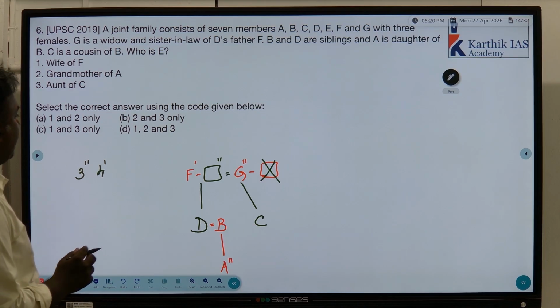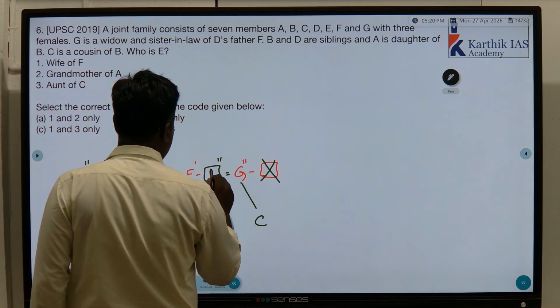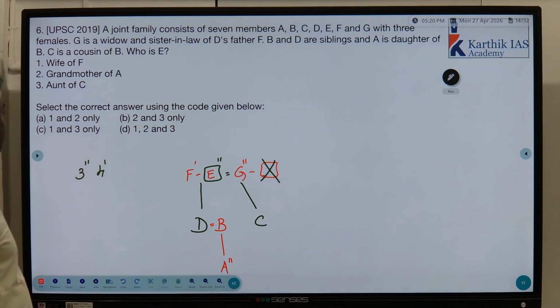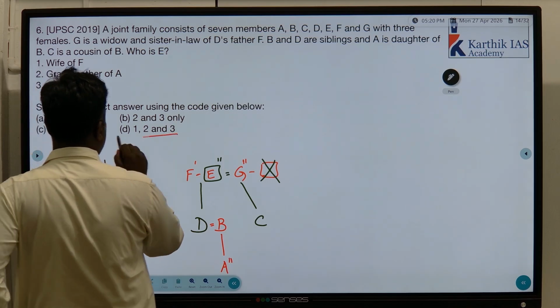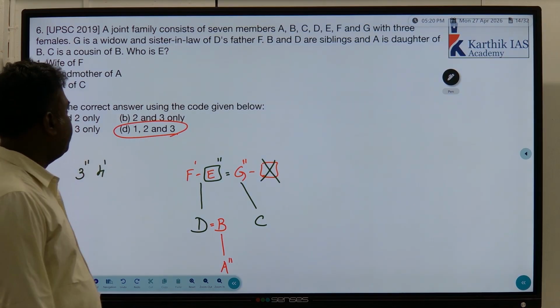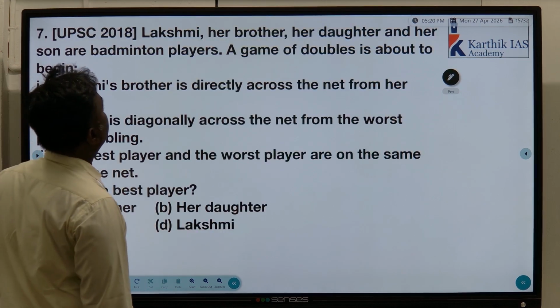A, B, C, D, E, F, G we can put. So we can put E here. Understand? Wife of F. Who is E? E, grandmother of A, aunt of C, all 3 will get satisfied. That's a condition. That's all. Clear? All 3 get satisfied.